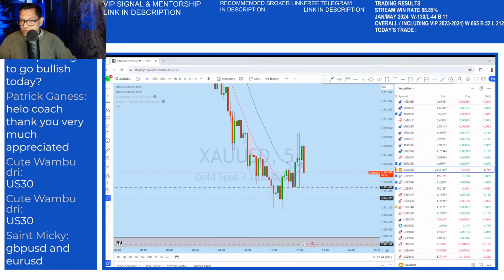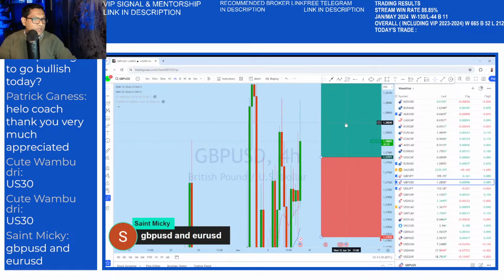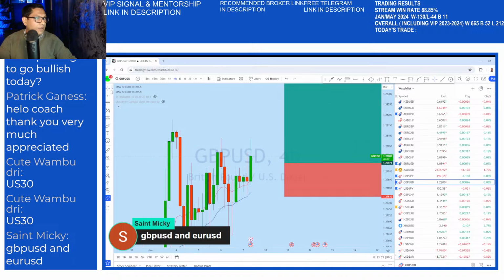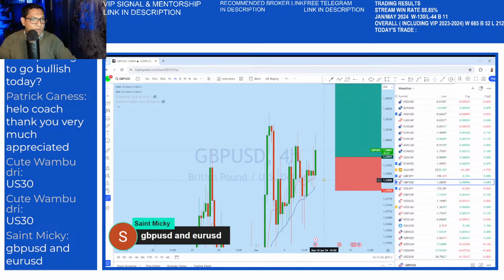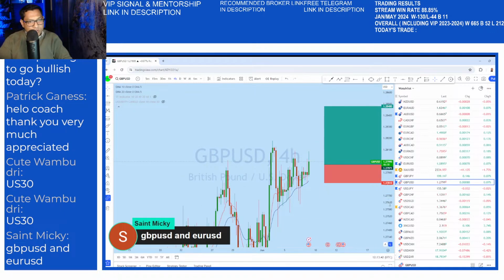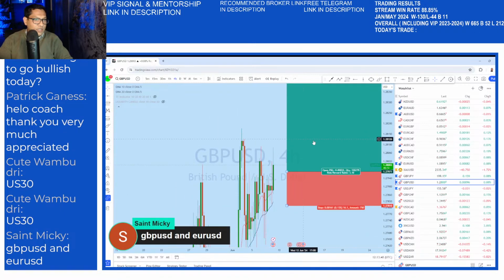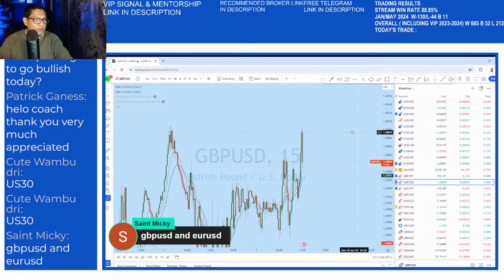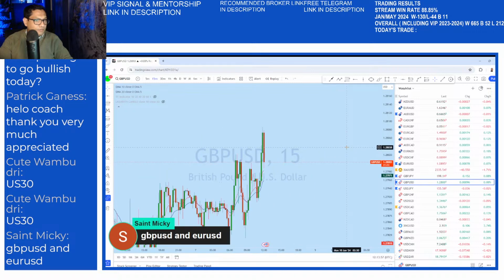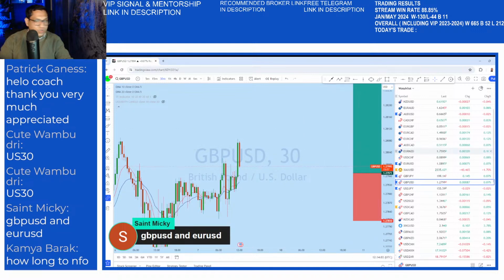GBPUSD and Euro USD, Saint Mickey. Yeah, we were looking at GBPUSD. We saw that GBPUSD primarily we have seen a bounce. It's very volatile at the moment. Now, if the market is going up with the news coming up, we might see a spike, and that's where we'll be taking that. We have 15 minutes to go for the next candle to come. There is already primary rejection here. I will still be running because we are hedged on the trade, so you don't have to worry.